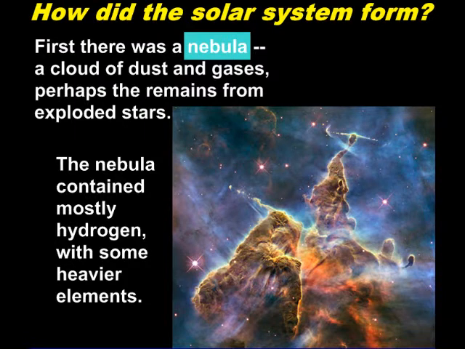The solar system formed from a nebula, which is a cloud of dust and gases, and it's probably the remains of an exploded star. And the nebula contained mostly hydrogen, but it does have some heavier elements.